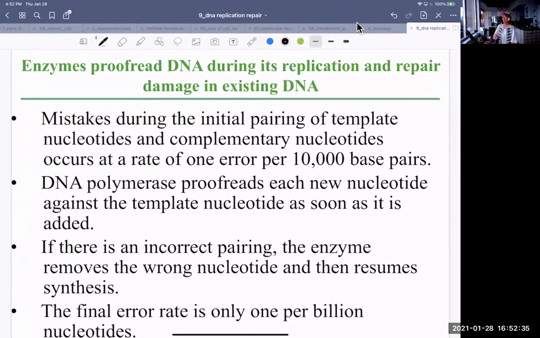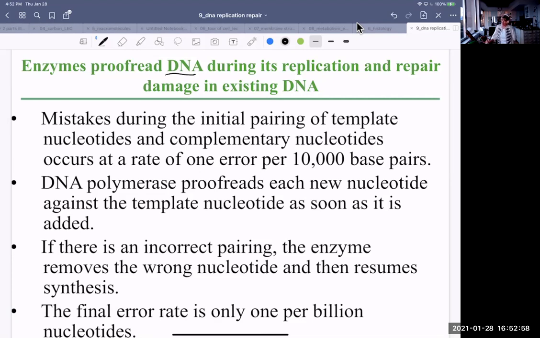Wouldn't that be nice if you had a friend who was just constantly proofreading your stuff? You didn't have to do it yourself. They just fixed everything for you. Well, of course, nowadays with Word that does happen quite easily. You've got your grammar correction and your spelling correction. In the case of DNA, enzymes proofread the DNA during replication and repair damage.